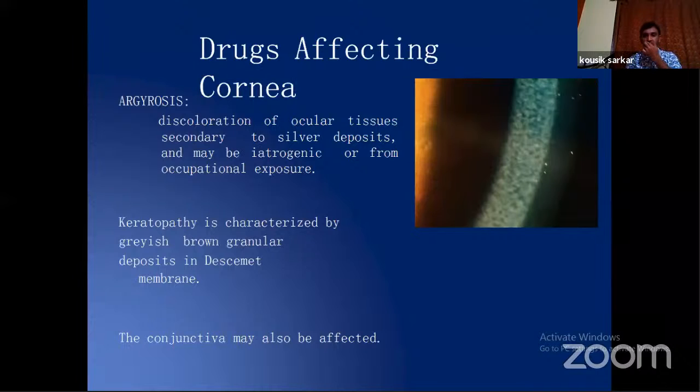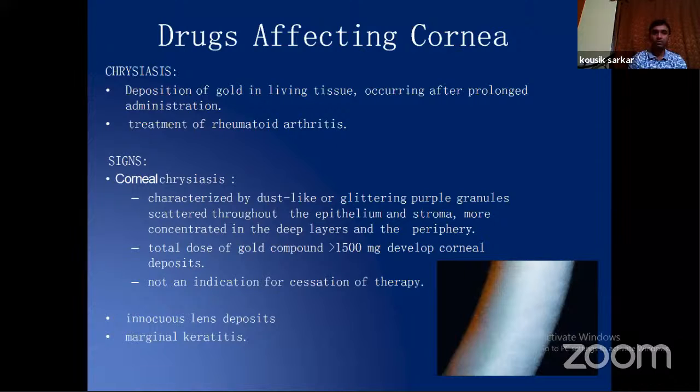Argyrosis, or silver deposition in the cornea. Discoloration of ocular tissue secondary to silver deposits occurs, and it may be iatrogenic or due to some occupational exposure. This keratopathy is characterized by grayish brown granular deposits in the basement membranes. Conjunctiva may also be affected. Chrysiasis. Here, there is deposition of gold inside the cornea.